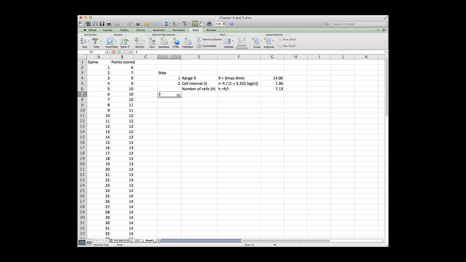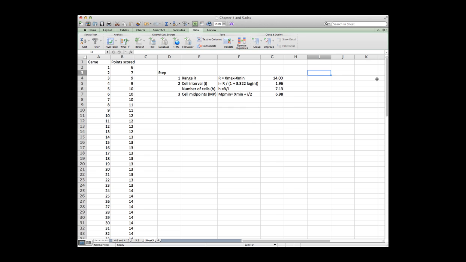We're already on to step number 3. We need to calculate the cell midpoints. Let's calculate the midpoint of the first cell first. The smallest observation plus I divided by 2. I'm going to select 6, which was the lowest scoring game, plus the cell interval divided by 2. Okay, looks like the cell midpoint of the first cell is going to be 6.98.